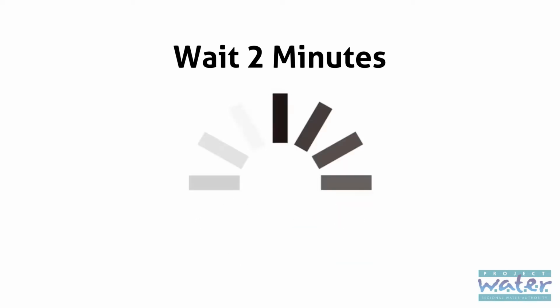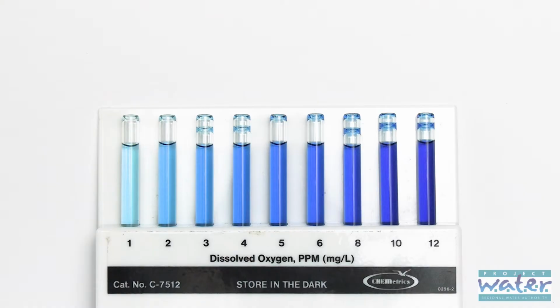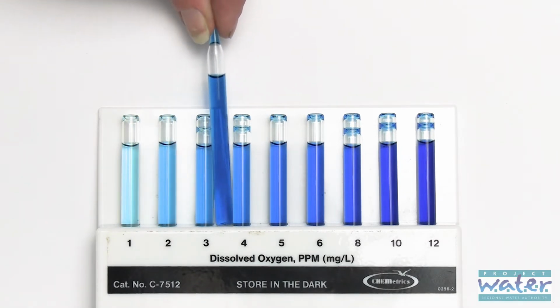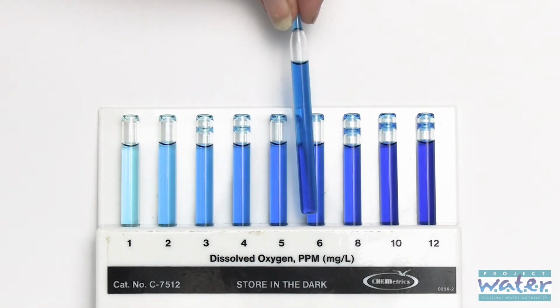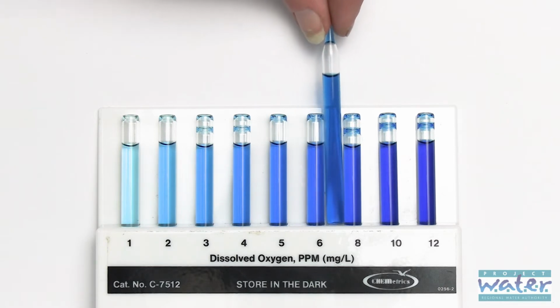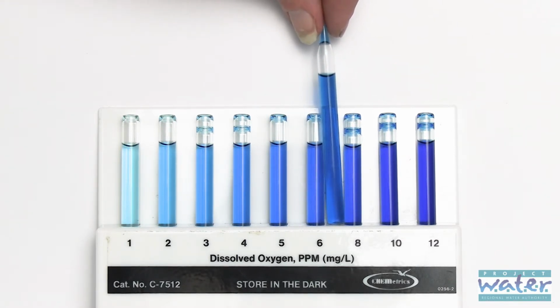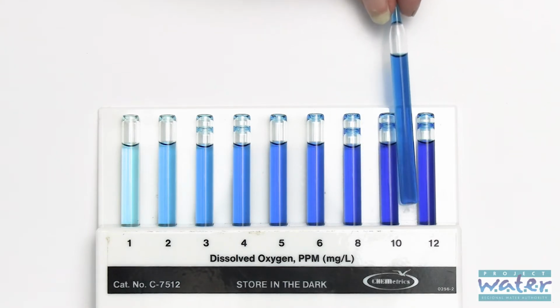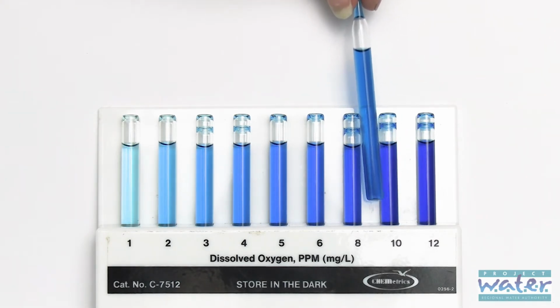If you check it too soon, the test isn't going to be done and you won't have an accurate result. When your time is up, take your ampule and see which one it matches the closest to in the comparator. If you think it's in between two results, say it's a little darker than a 6 but lighter than an 8, it can be a 7. It can be in between, it just has to be a whole number, not a half number.